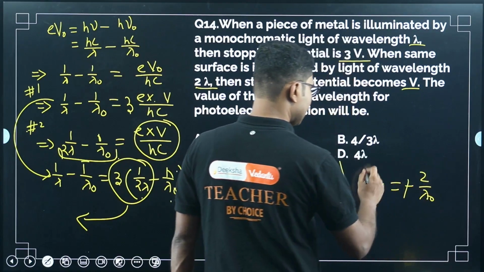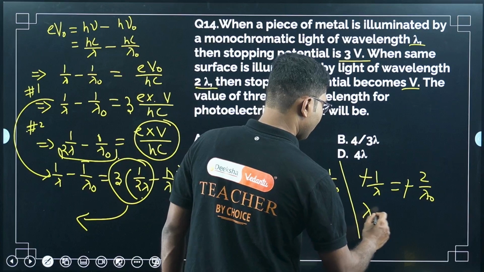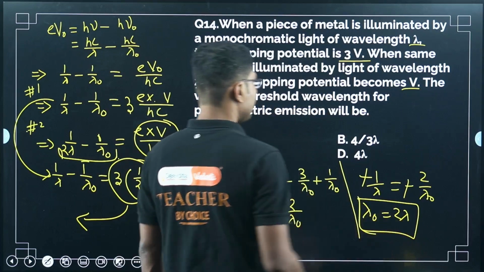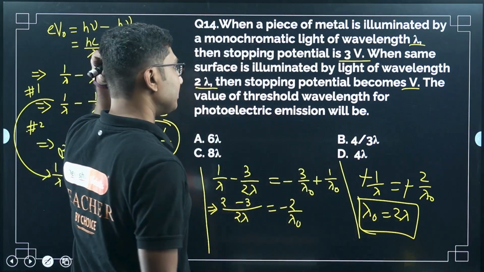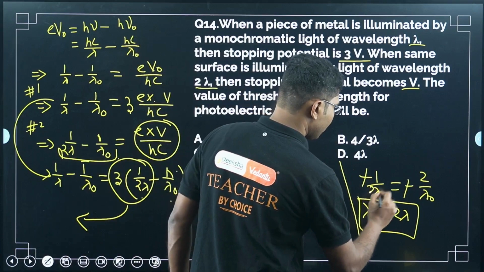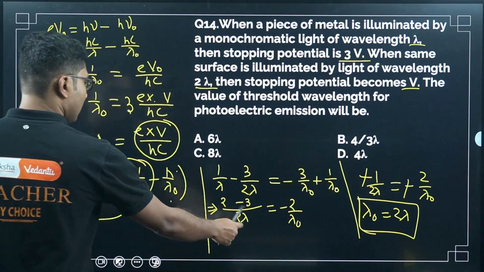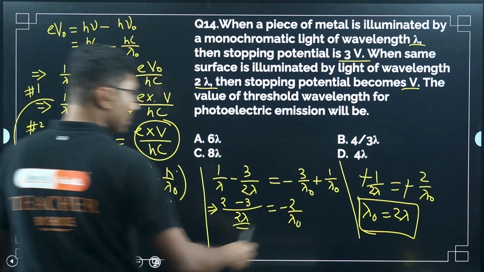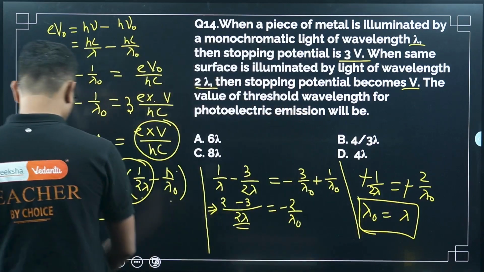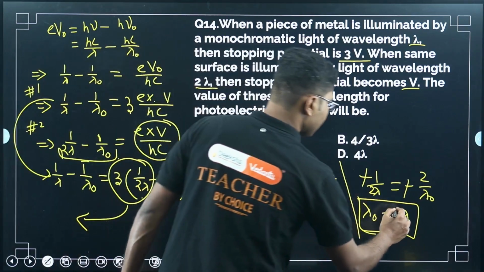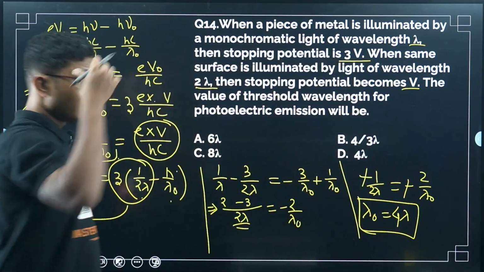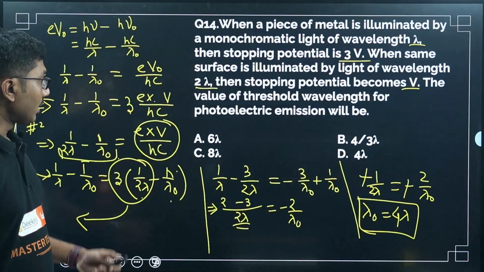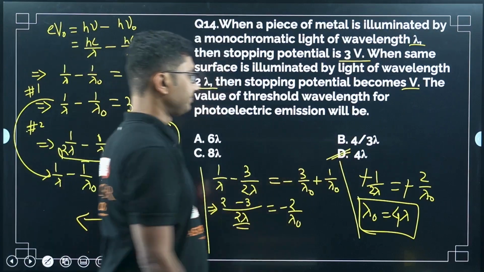Now do the cross multiplication, minus minus cancels. So lambda naught equals to 2 lambda. Sorry, there is another 2 here. So the 2 here, 2 minus 3 is minus 1, but 2 still here. So lambda naught will be 4 lambda, obviously. Lambda naught will be 4 lambda, right? Now let's move on. So what is the correct answer? Correct answer is option D.